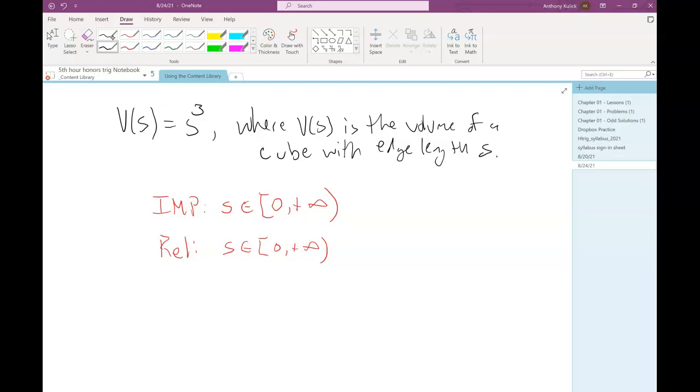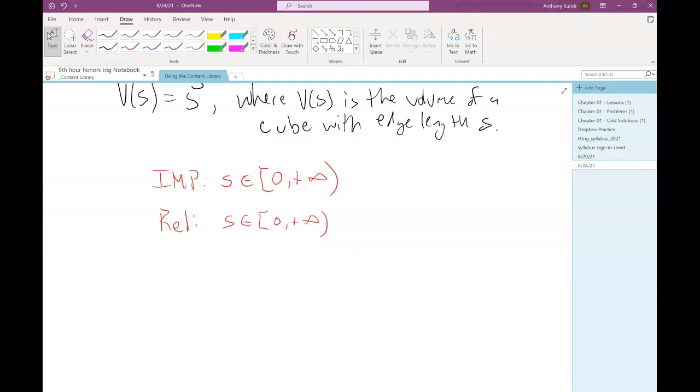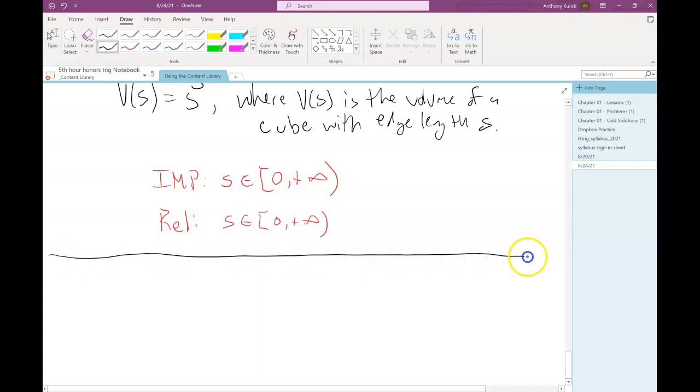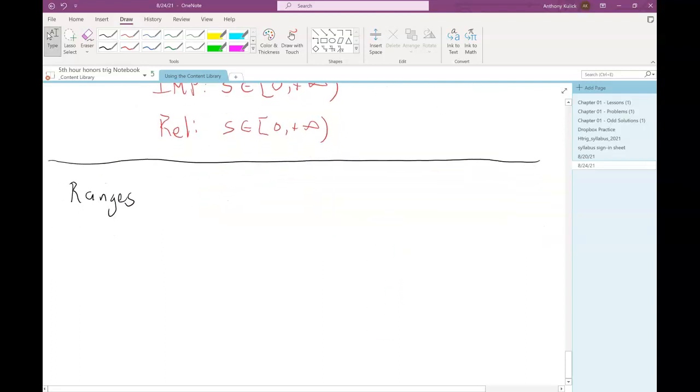Now let's go back and do the ranges for these. So the ranges are always, well, I shouldn't say always. The ranges are typically going to be a little bit trickier to find than the domains. And when I'm trying to find ranges, what I like to do is try to determine where my function is increasing and decreasing.